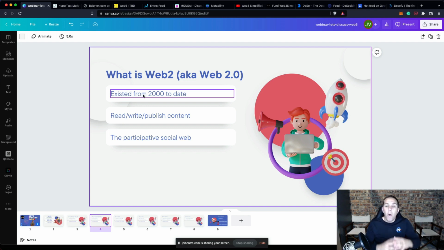API stands for application programming interface, the ability to interface with a website without even opening that website, okay? So all of this sort of encompasses what we know as Web 2. A lot of social media platforms are prime examples of Web 2, but there are others.